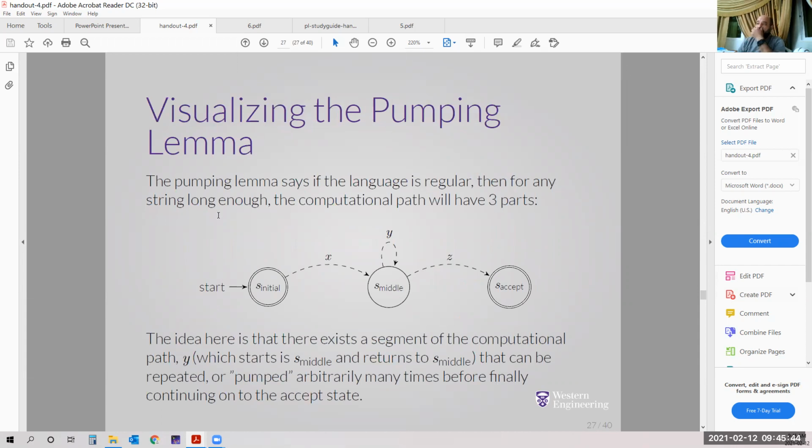Visualizing the pumping lemma. The pumping lemma says that if the language is regular, then for any string long enough, the computational path will have three parts: S initial, then the X string, then the middle Y that can repeat itself, then Z to the accept state. The idea here is that there exists a segment of the computational path, Y, which starts at S middle and returns to S middle, that can be repeated or pumped arbitrarily many times before finally continuing to the accept state. This is the concept by visualization.